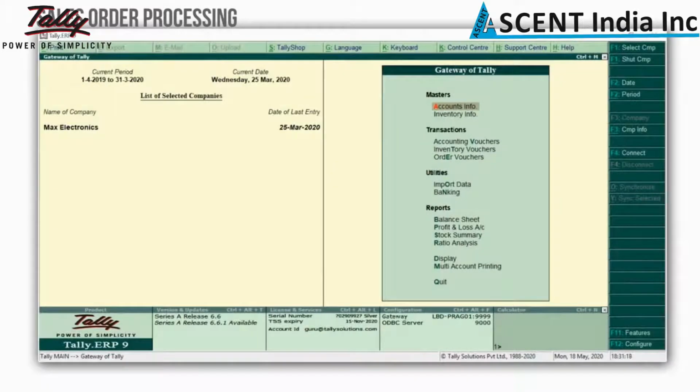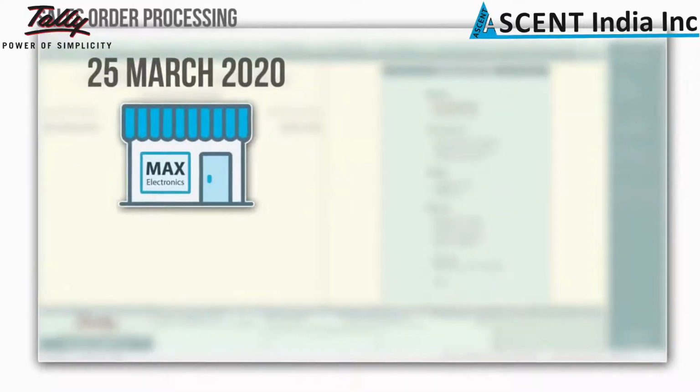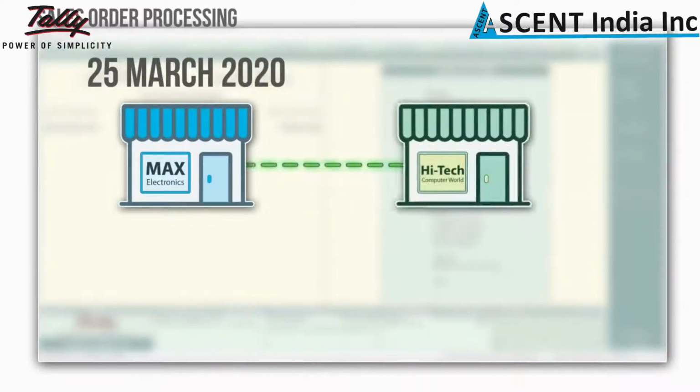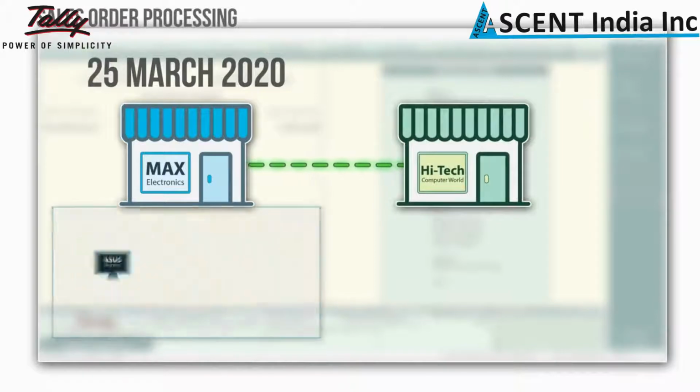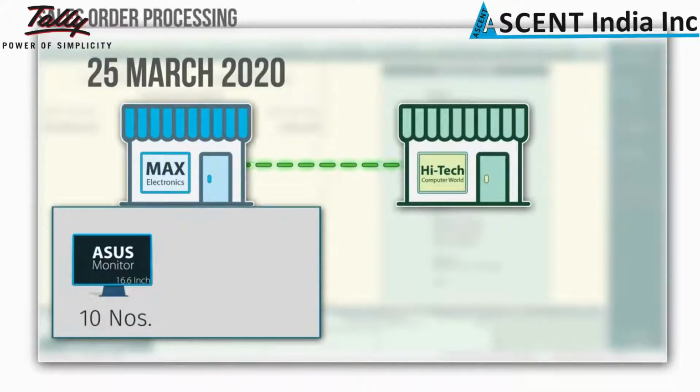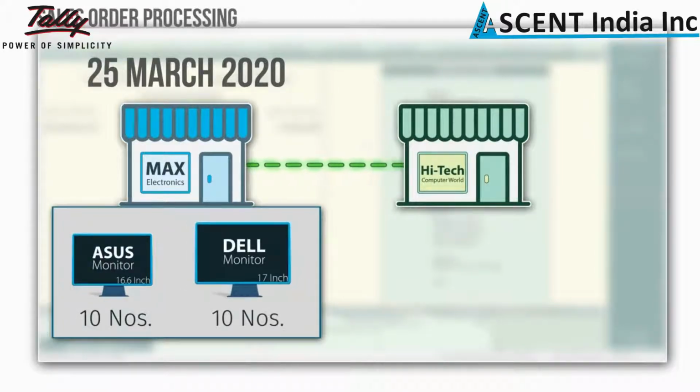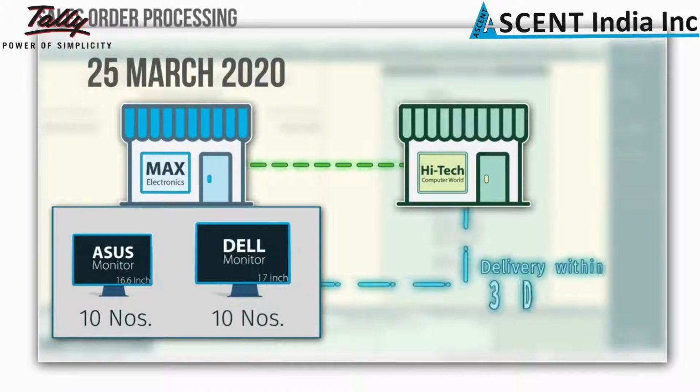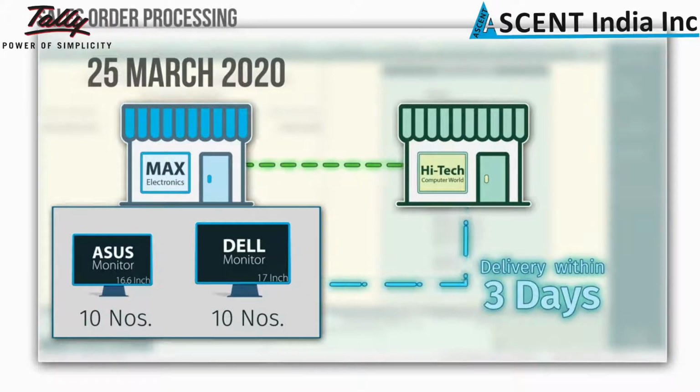Let's say that on the 25th of March, Max Electronics has received an order from High-Tech Computer World for delivering 10 ASUS 16.6-inch monitors and 10 Dell 17-inch monitors. This needs to be fulfilled in the next 3 days.